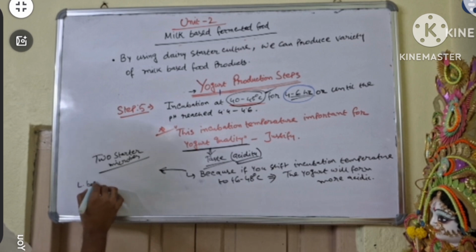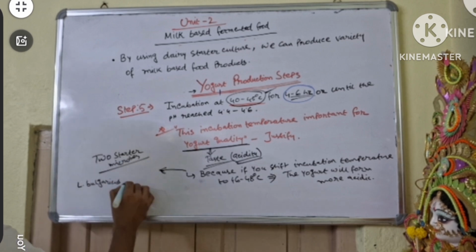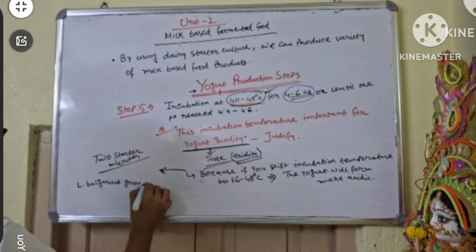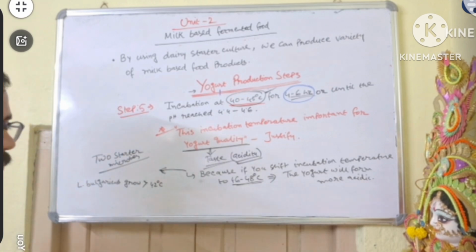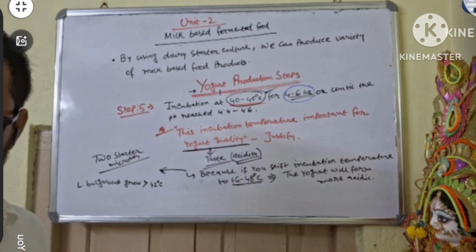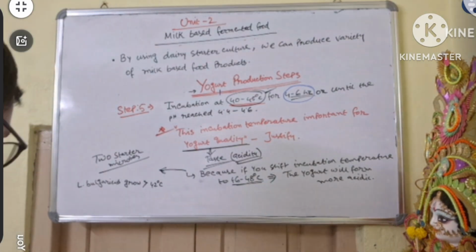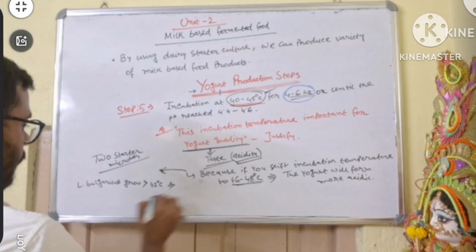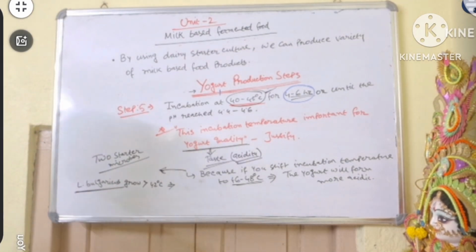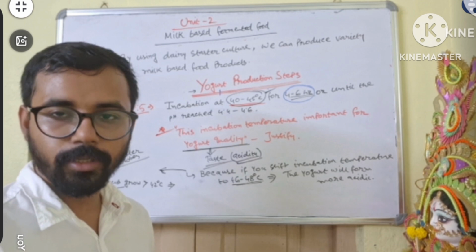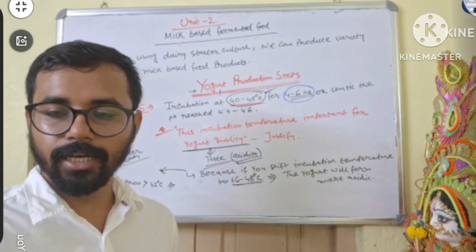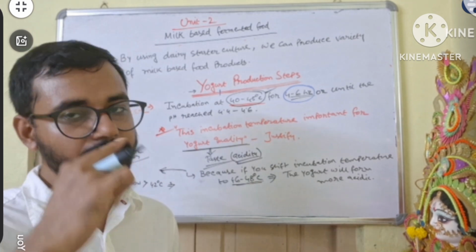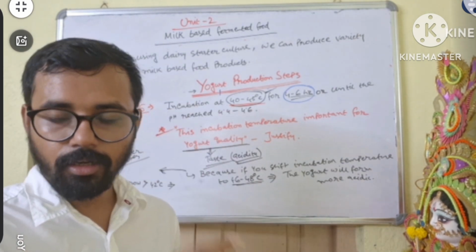See, there is also the role of the two starter culture microbes. L. bulgaricus can grow above 42 degrees centigrade. That means it can grow at 46, 48 degrees usually, and shows better growth. In yogurt we are using a 1:1 mixture, that means equal quantity.